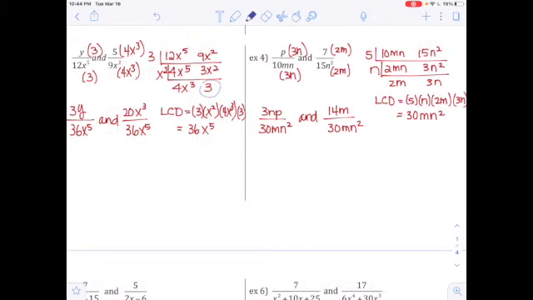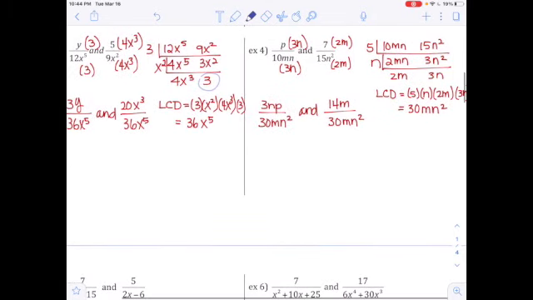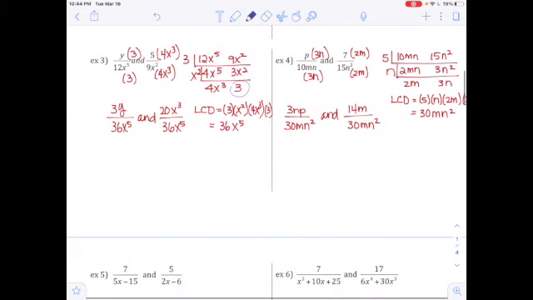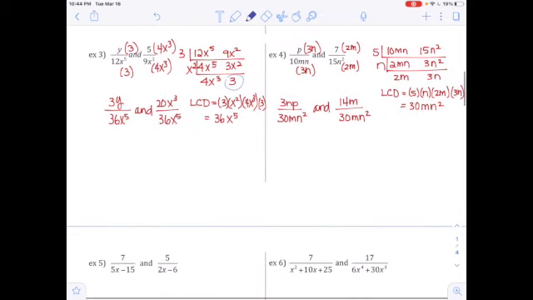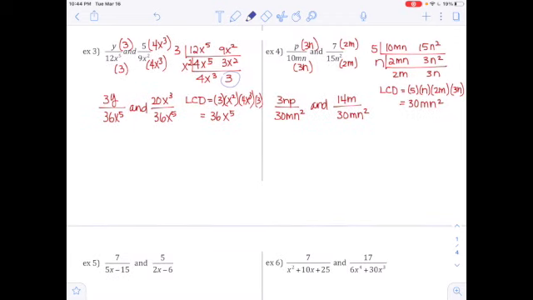Example number 4 is 3mp over 30mn squared and 14m over 30mn squared. Those are equivalent fractions to the ones that are given to you. That is with a denominator with a monomial, which is one term. So now we are moving on to the two-term denominators.